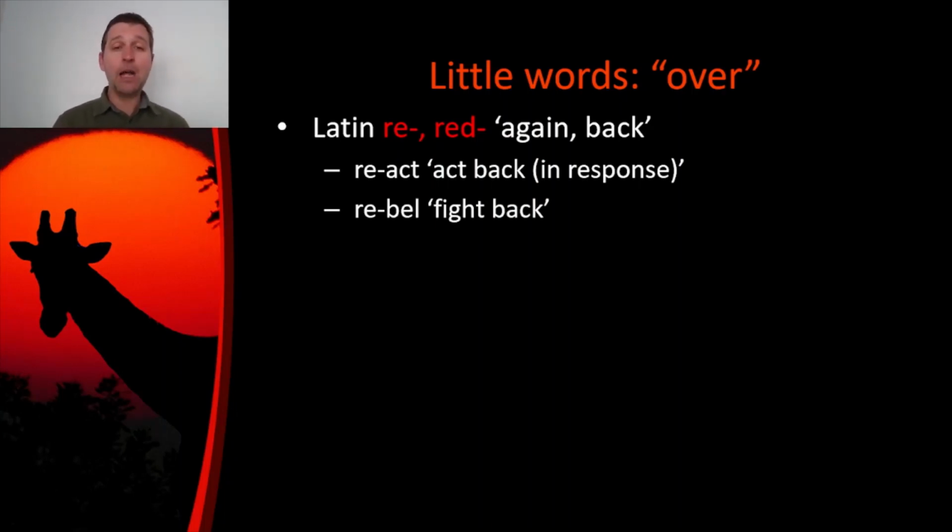The re is, of course, back. Bell comes from the Latin word bellum, which meant war, that we see in phrases like antebellum or bellicose. These words all have something to do with war. So to rebel means to fight back. That's all it means. Recede means to go back. We saw cede earlier, means to go, and so to recede means to go back.